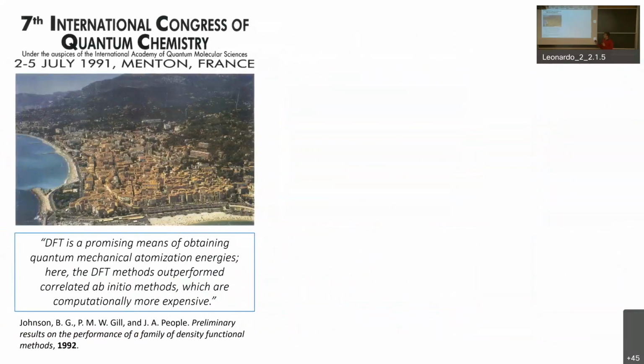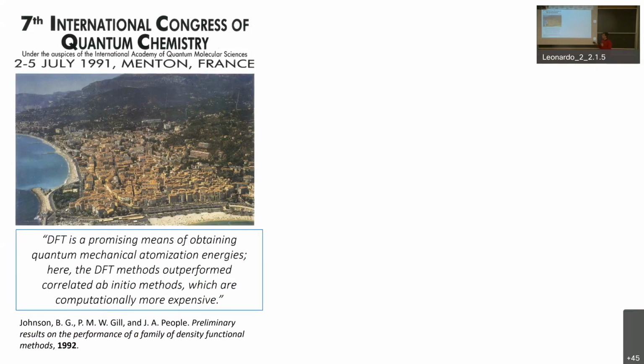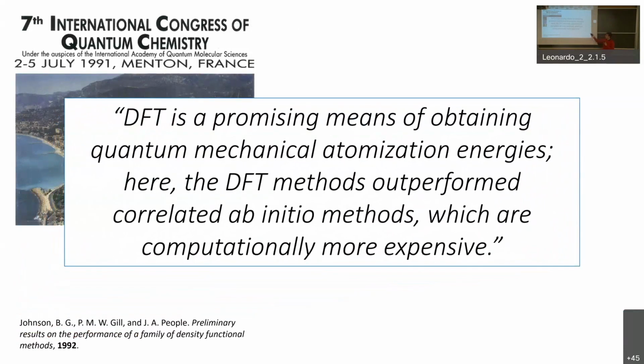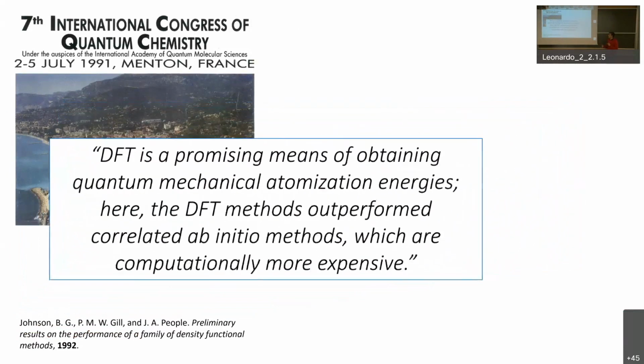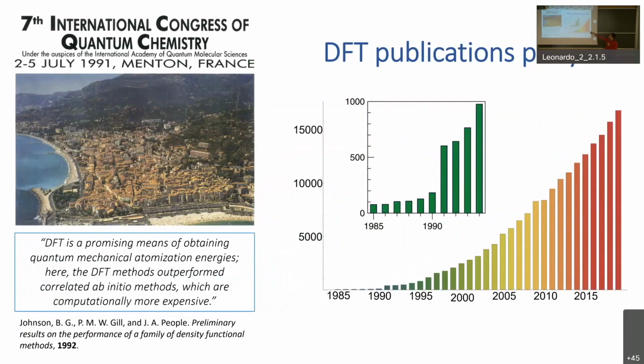All this changed in 1991 in Menton, which is in France, thanks to the 7th International Congress of Quantum Chemistry, in which several density-related methods were discussed in detail, and communication between their proposals improved. As we can read from this citation, DFT methods outperformed the correlated ab initio methods, which are computationally more expensive. As we can see in the graph, in 1991, there was a huge bump in the number of DFT publications per year, and from that year on, this number grew more than linearly, showing the increasing interest in density functional theory.